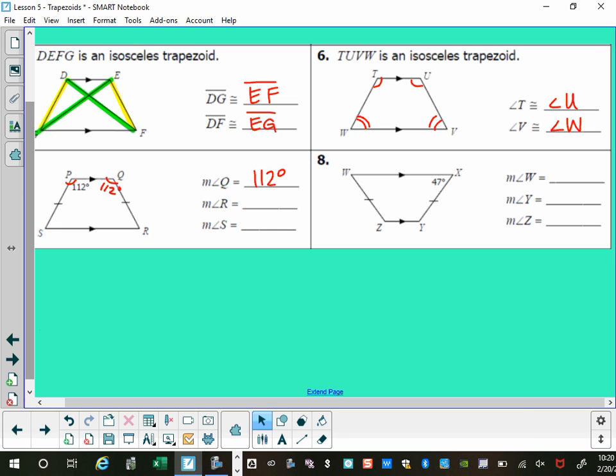How can I find, Joseph and Ian, how can I find what angle R is going to be? The same side angles. Okay, so if I do 180 minus 112, what am I left with? All right, so this angle is 68. Angle R, 68 degrees. So what's angle S going to be? 68 degrees.